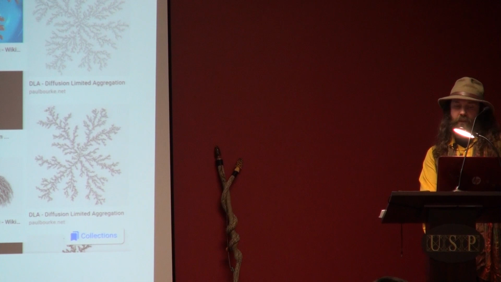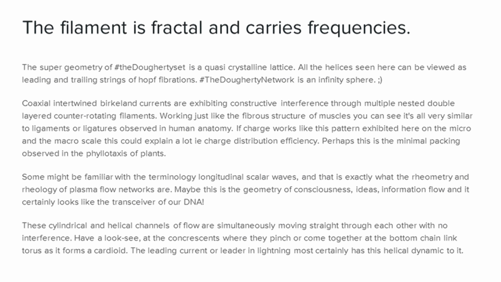So a lot of stuff branches out like this, and it's just because of a compression and rarefaction. The filament is fractal and carries frequencies. The supergeometry of the Dougherty set is a quasi-crystalline lattice. All the helices seen here, well, on the next one, can be viewed as leading and trailing strings of hop vibrations. The Dougherty network is an infinity sphere.